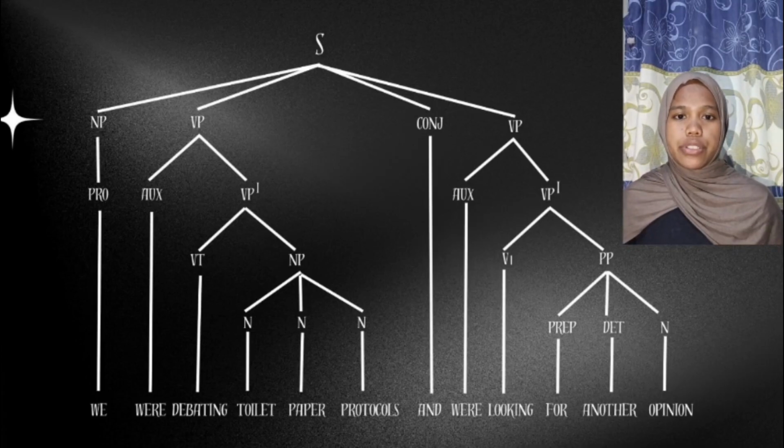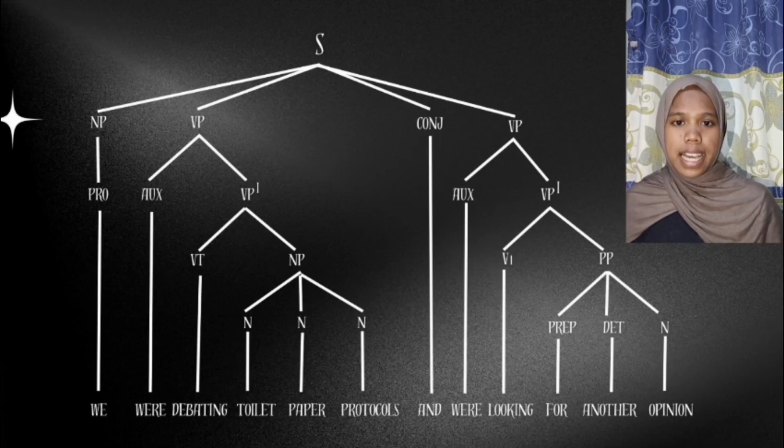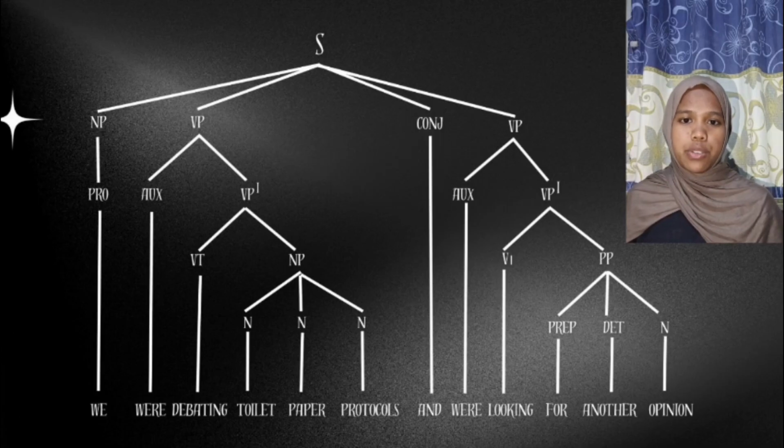And then under VP bar, we draw two branches, that is intransitive verb and prepositional phrase. The word looking is categorized as an intransitive verb because it does not take a direct object. Instead, it is followed by the prepositional phrase for another opinion. Next, under PP, we draw three branches, that is preposition, determiner, and noun.